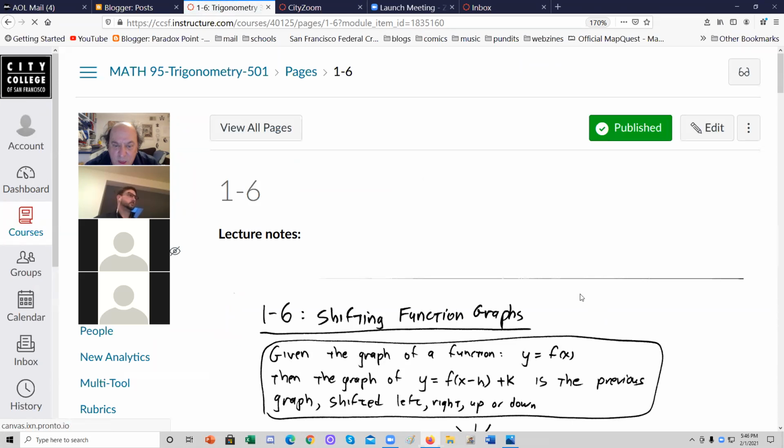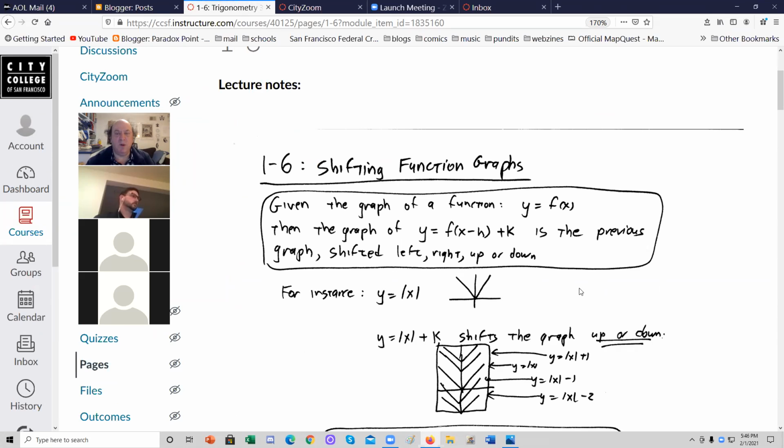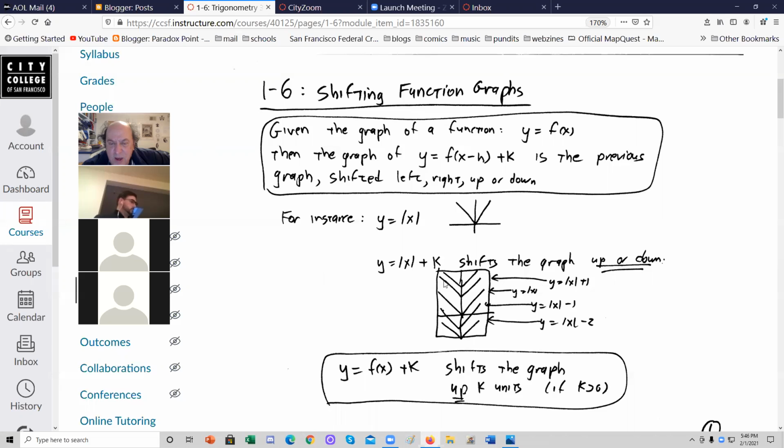1.6. Here we're going to shift around function graphs. We're given a graph of a function, and what happens is if we take the function f of x minus h, plus k, it's the same as this graph, only shifted left, right, up, or down. For example, let's take y equals absolute value of x. It's this V-shaped curve. And if you add k outside, so y equals absolute value of x plus k, that shifts this graph up or down by k units.